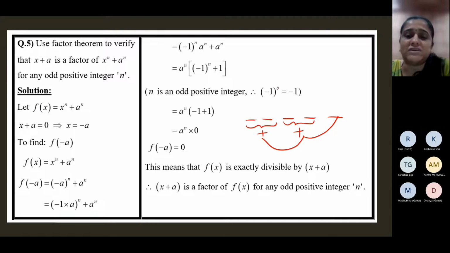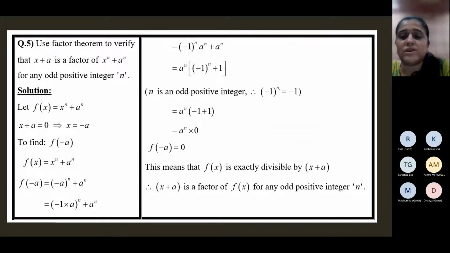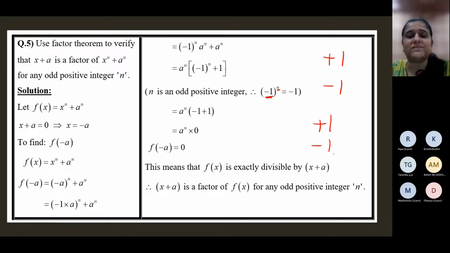So the power is clearly odd because n is odd. When the power is odd and the base is minus 1, the result is 1. Is it a plus 1 or a minus 1? That is the question. The answer is 1. But is it a plus 1 or a minus 1? It's a minus 1 because the power is odd. So there will be an odd number of minus signs, and when you multiply them, the final result will be negative. So minus 1.